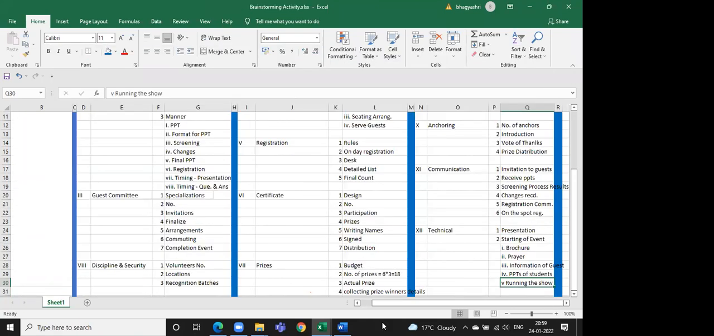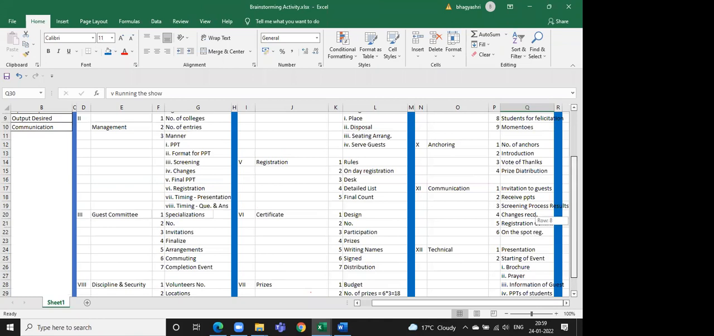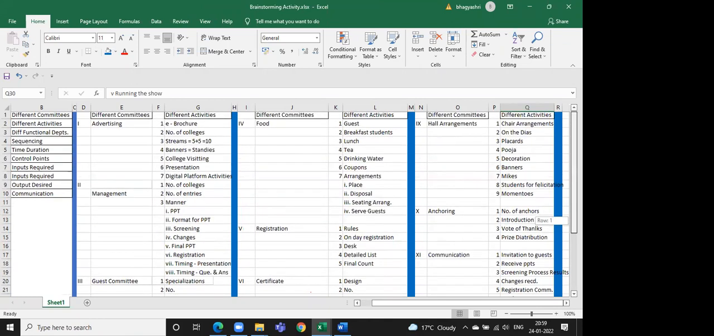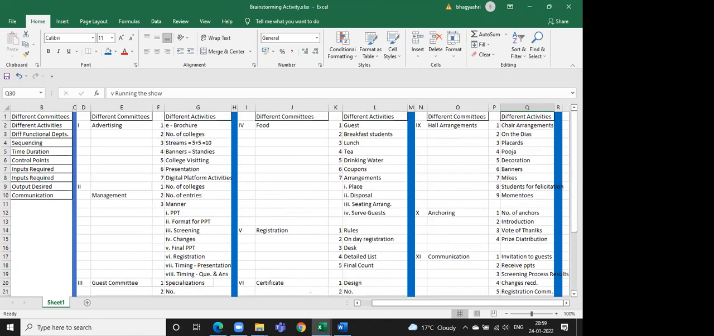Now let us look into how many committees we have identified. 12 committees as such we have identified. Each of the committees will be looking into a list of activities. Okay, now what we haven't identified over here is essentially the control points as given by Deepika.